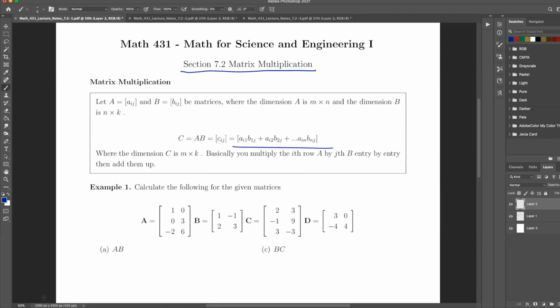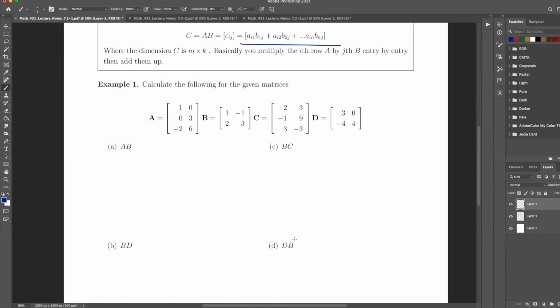I usually just do it with my fingers. Basically, you're going to take the ith row of A by the jth column and multiply entry by entry and add them up. So you go over a row and down a column, and you just multiply them out and add them up to get to the answer. I'll show you how to do this, and a couple of tricks to make sure you're allowed to do what you need to do.